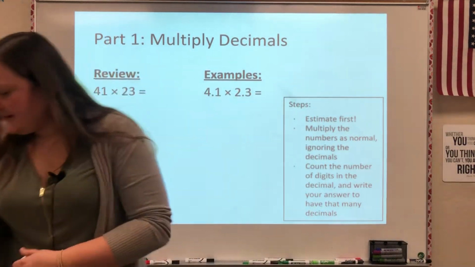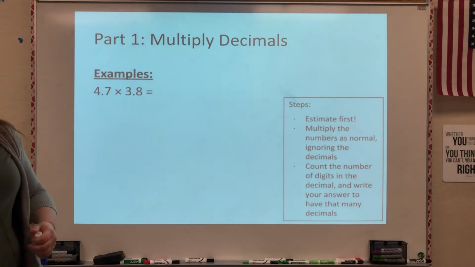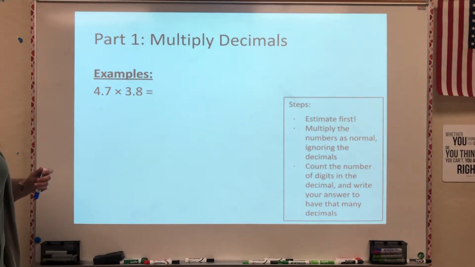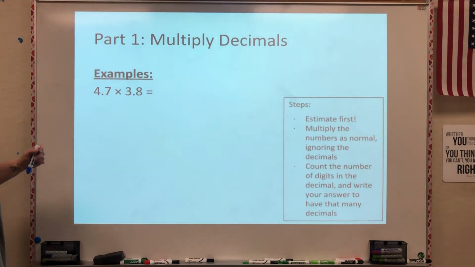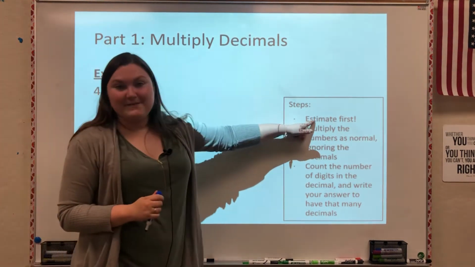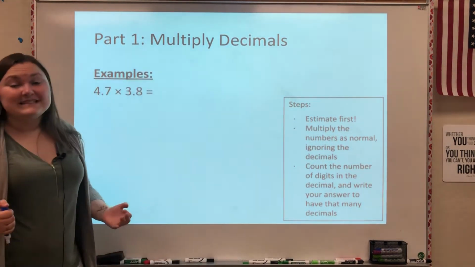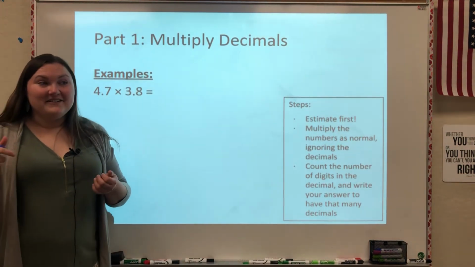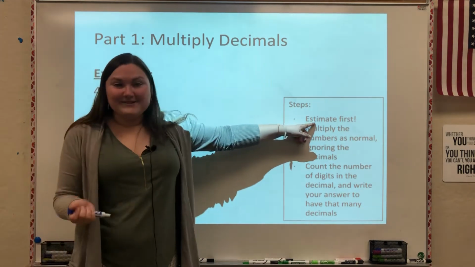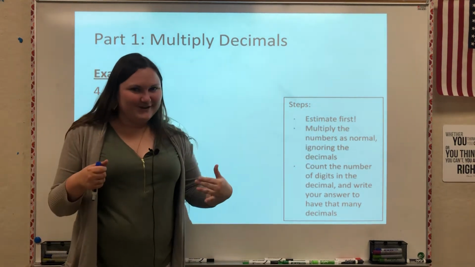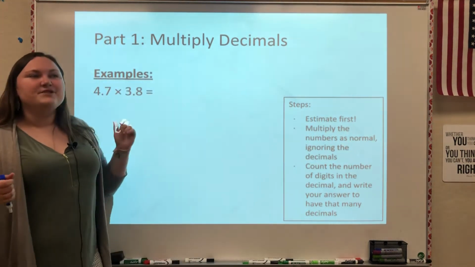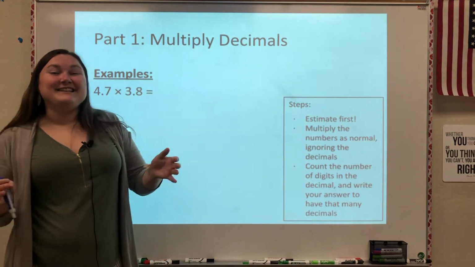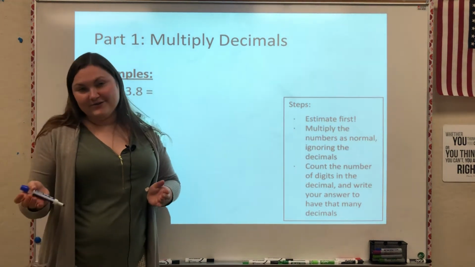The other example we're going to look at is 4.7 times 3.8. Starting off here, we're going to estimate first. Go ahead and estimate what the answer is. Just like when we've estimated before, when you estimate, it's not going to be the correct answer. I'm not looking for the answer to this question. I'm just looking for an idea of around where our answer should be.